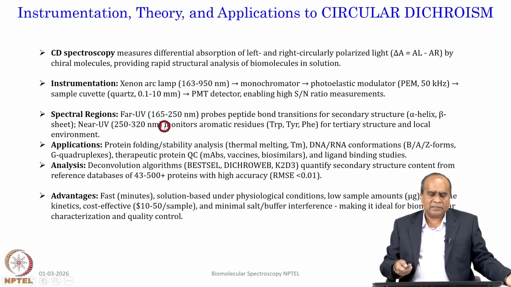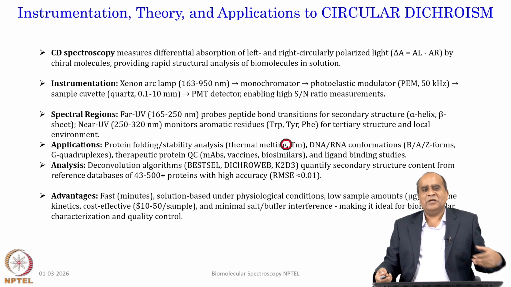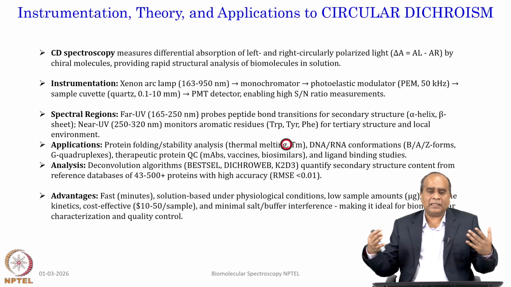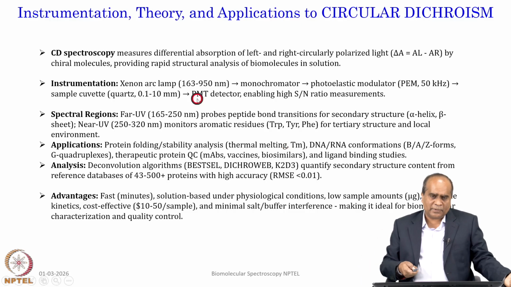They have a database coming from about 500 proteins or something. I would say now we are in the AI era, but this is a kind of AI which has learned about protein structure, and now you give a new protein, and by looking at the spectra and calculating the percentage of helix, sheet and random coil, it tells you with very high accuracy. Root mean square error is less than 0.01.